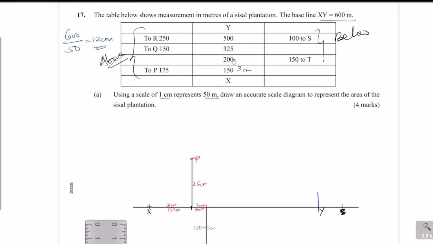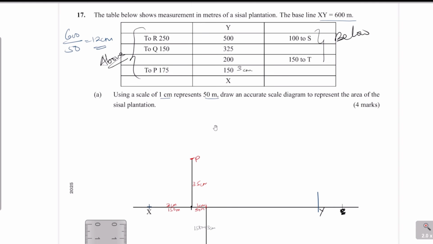So from 200 to 325, that is a difference of, so what are we supposed to add to 200 to get to 325? That is exactly 125. So just take 325 subtract 200, that is 125. So what is 125? Using the scale, 125 divided by 50, so we shall measure 2.5 centimeters.